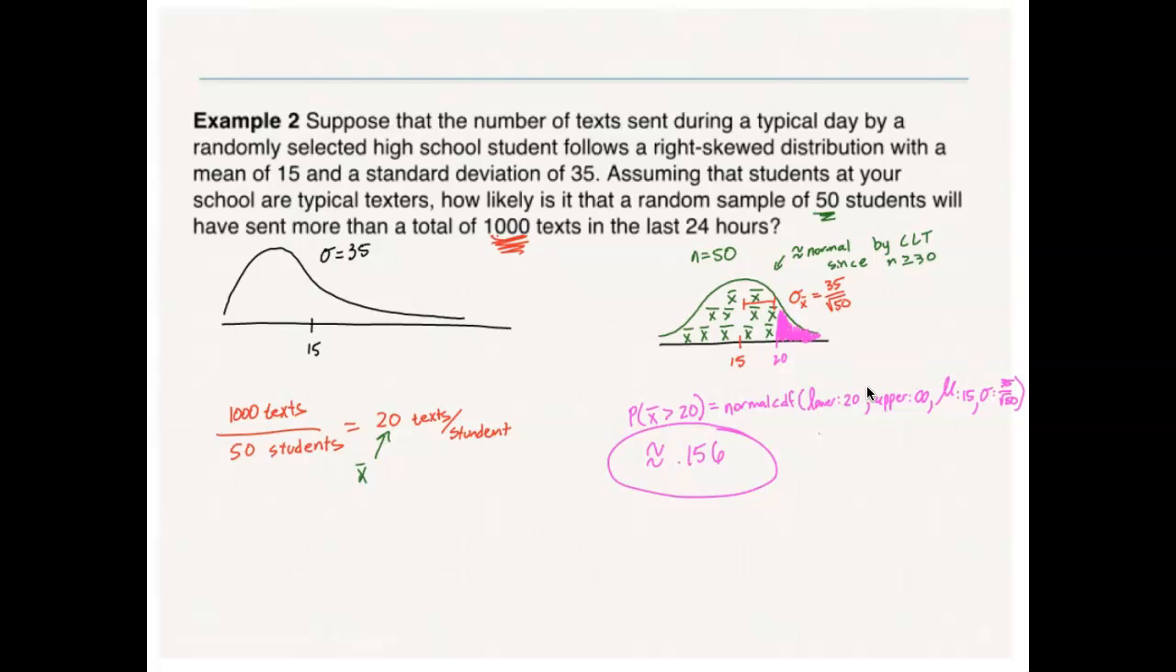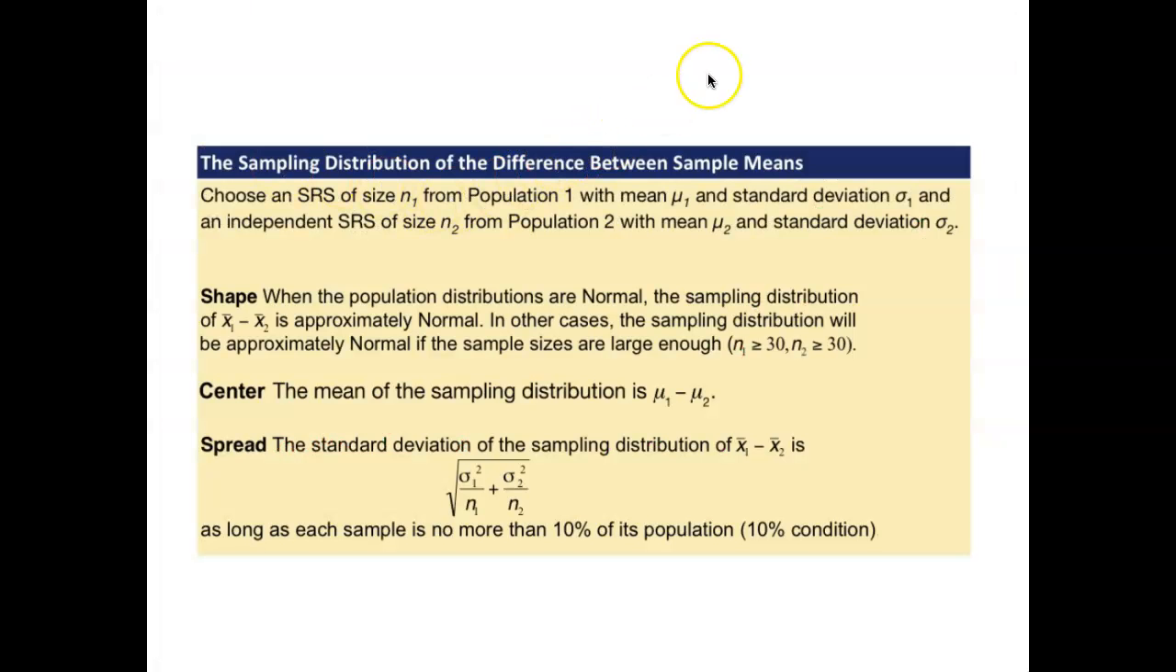So just like we did with proportions, sometimes we're going to be interested in comparing two distributions. And so in that case, we want to know about the sampling distribution of the difference in sample means. We did this with proportions as well. So choose a simple random sample of size n1 from population 1 that has mean mu1 and standard deviation sigma 1, and then a simple random sample of size n2 from population 2 that has mean mu2 and standard deviation sigma 2.